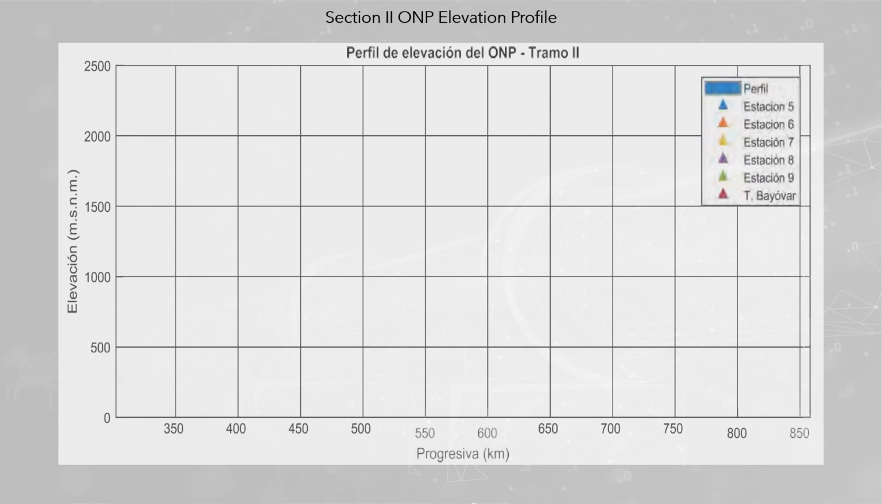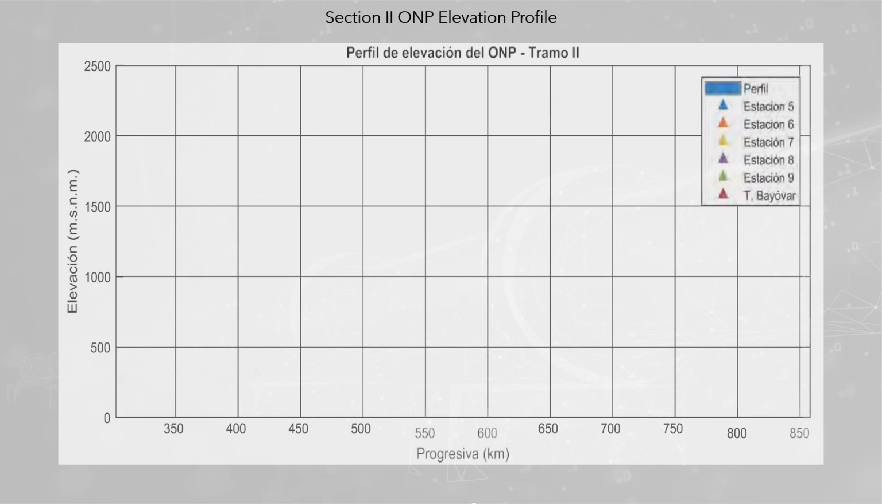The infrastructure of the ONP is designed to work in slack flow conditions in the vicinity of the progressives 323, 458 and 671, belonging to Section 2 of the pipeline. This phenomenon presents itself as a challenge for leak detection, since biphasic flow causes a decrease in the effectiveness of detection systems based on pressure gradients. Therefore, it is necessary to have additional instrumentation.